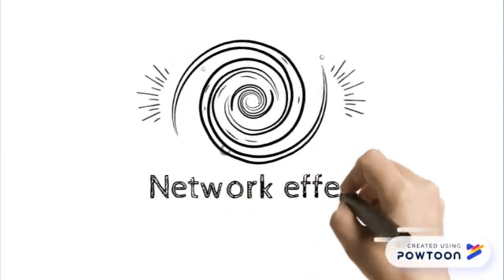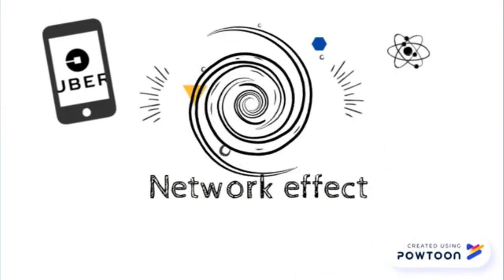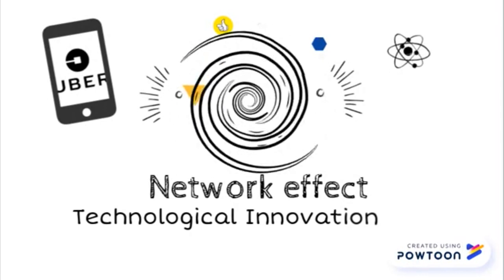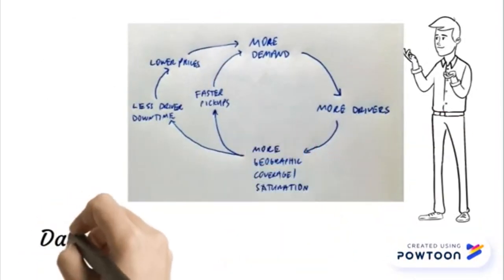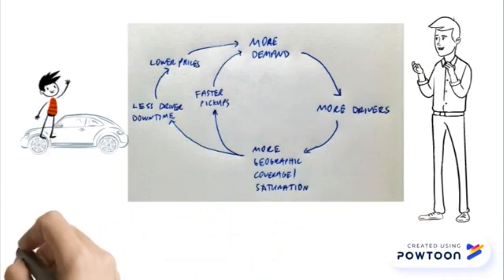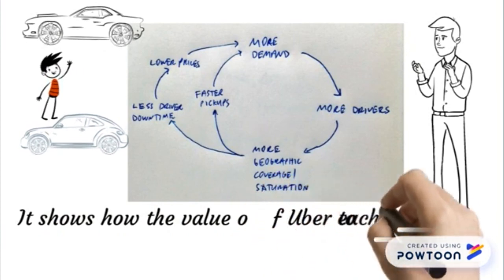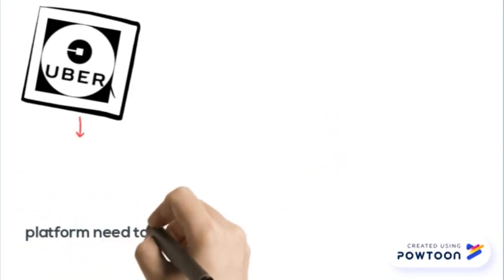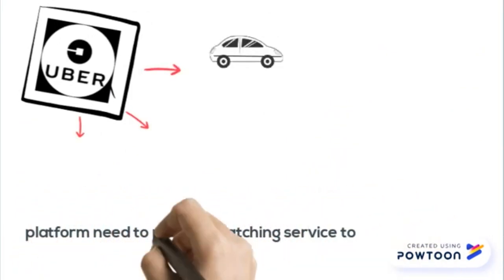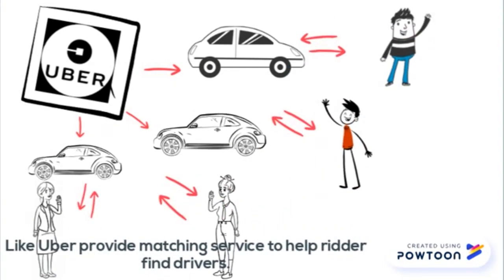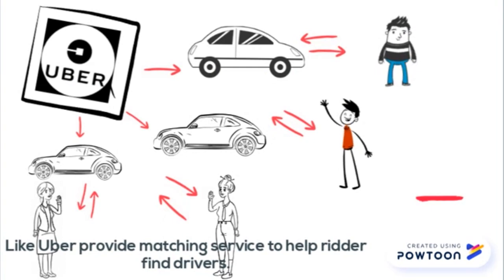The network effect represents a new economic phenomenon driven by technological innovation. David Sachs' picture shows us Uber's virtuous cycle. It shows how the value of Uber to each of its participants grows the more people use it. And platforms need to provide a matching service to fulfill the user's need, like Uber provides a matching service to help riders find drivers.